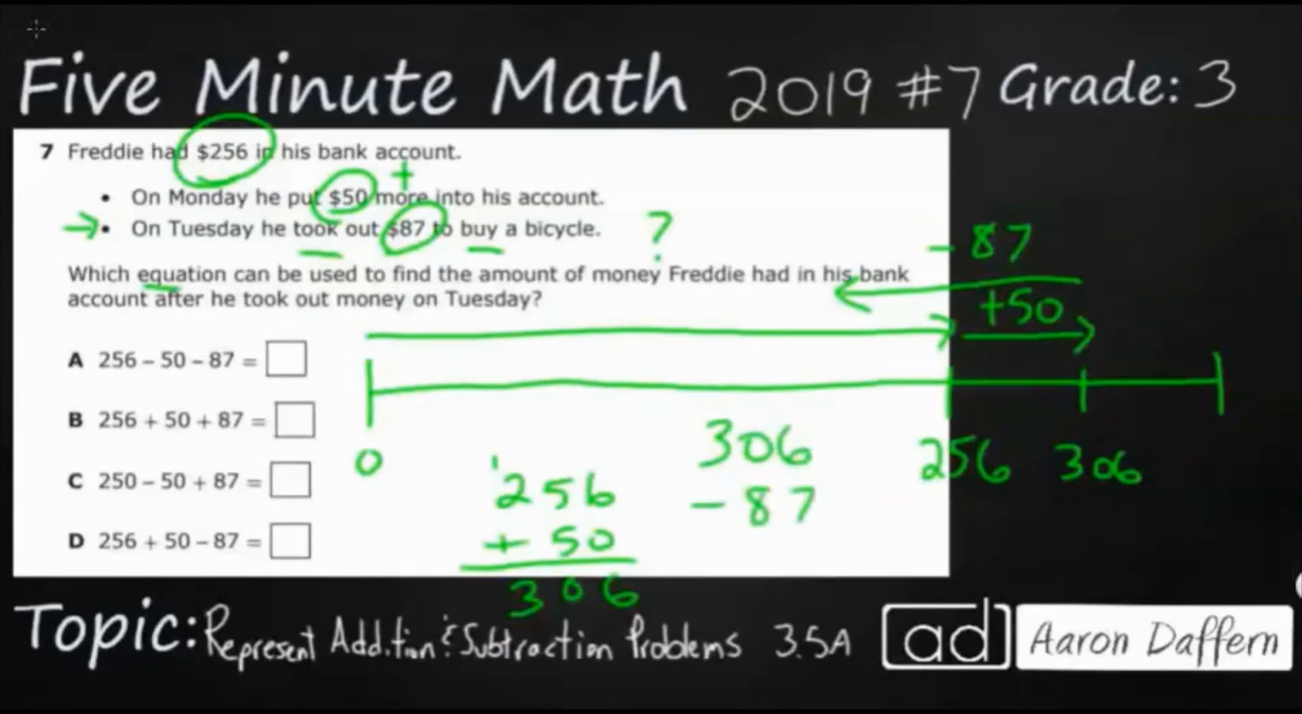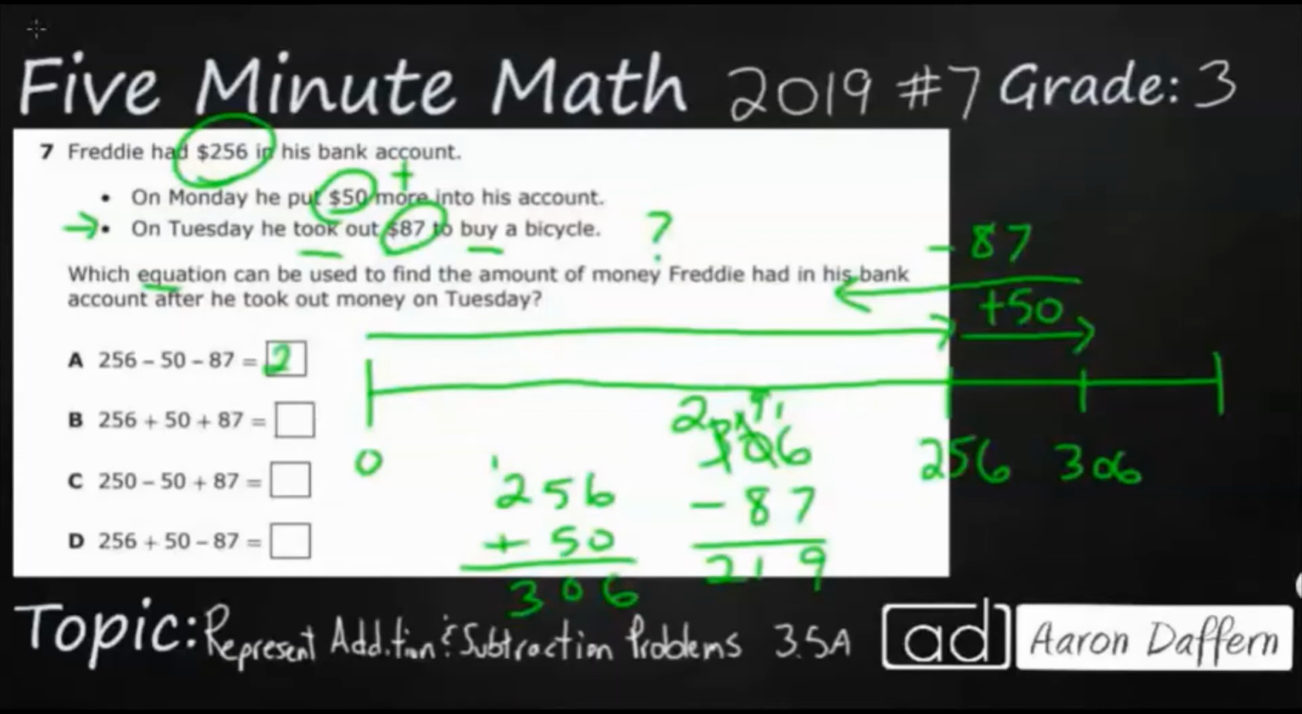306 minus 87. Oh, we're going to have to regroup across the zeros. Go all the way over to the hundreds place. Make that tens place a 10. So now we've got a 9. Now we can do my 16 here. So we've got 9. There we go. He's got $219.